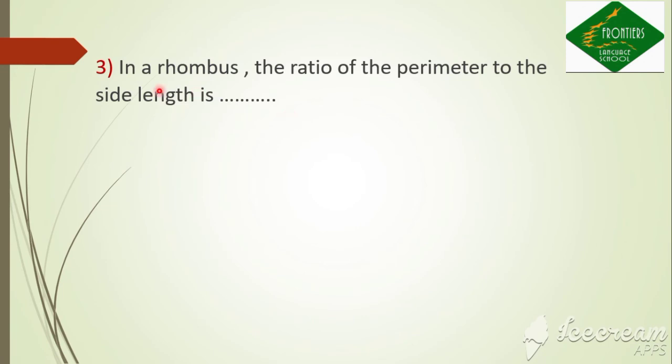Number 3. In a rhombus, the ratio of the perimeter to the side length. What is the perimeter of the rhombus? It's a side times 4, like the square, because all sides are equal in length. Then we write side times 4 to s. Here we have s and s, then we cancel them. It's become 4 to 1.